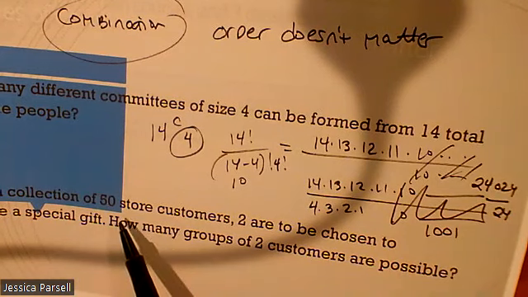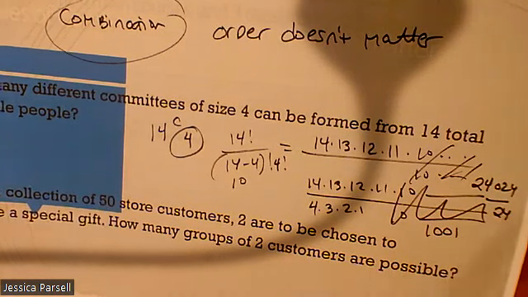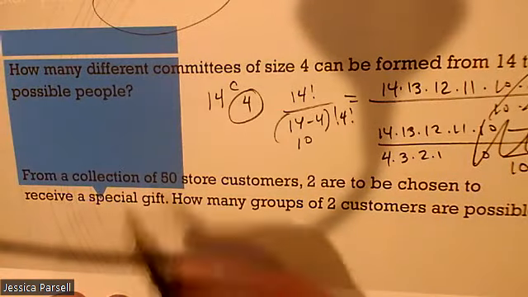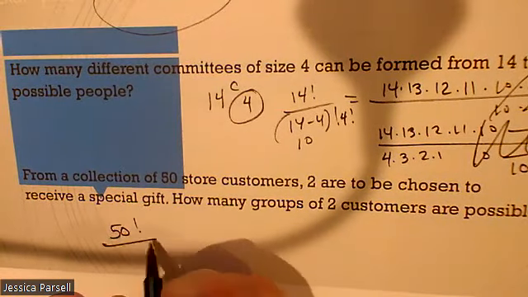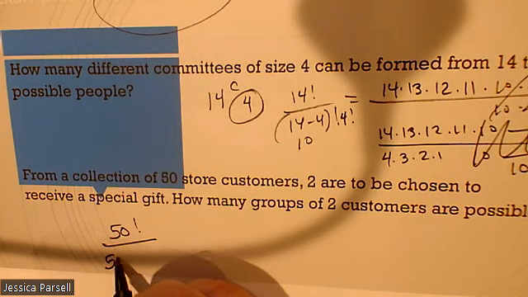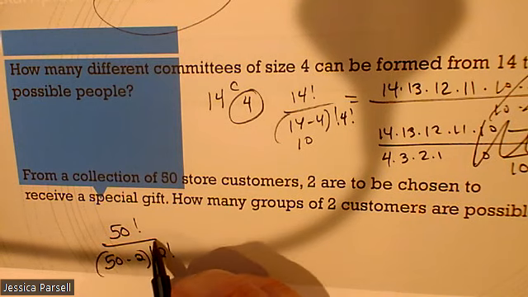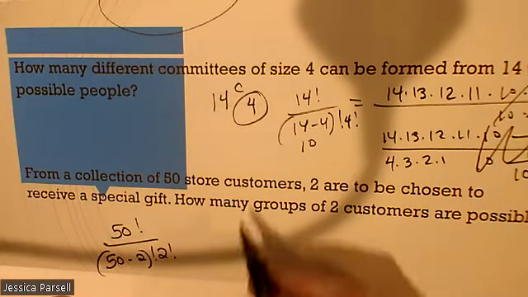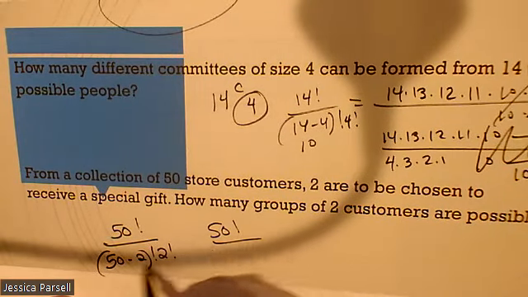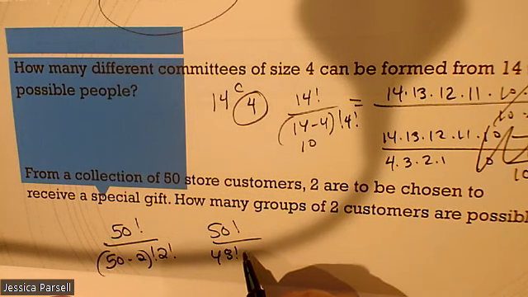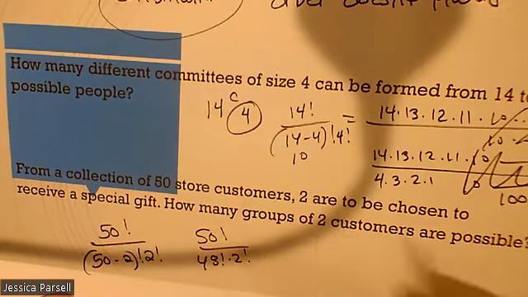Okay, so let's say we've got 50 store customers, 2 are to be chosen to receive a special gift. How many groups of 2 customers are possible? You're probably already thinking about this: 50 factorial over 50 minus 2 factorial times 2 factorial. All right, here we go again. 50 factorial over 48 factorial times 2 factorial.